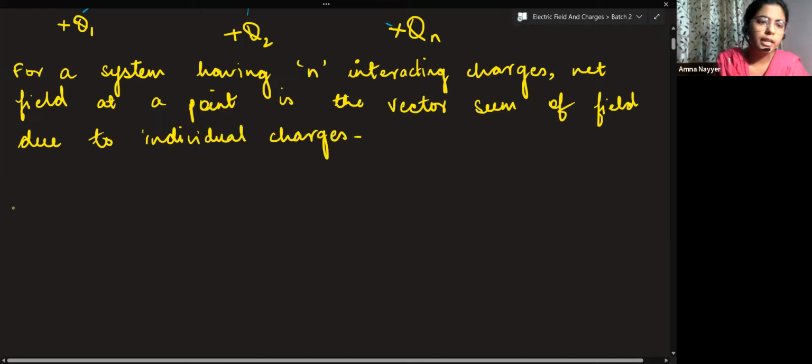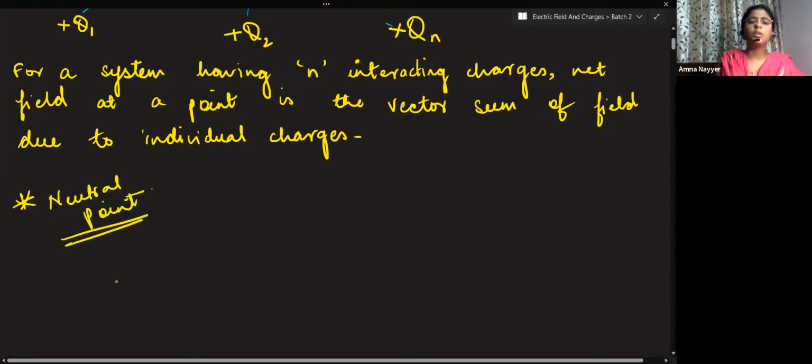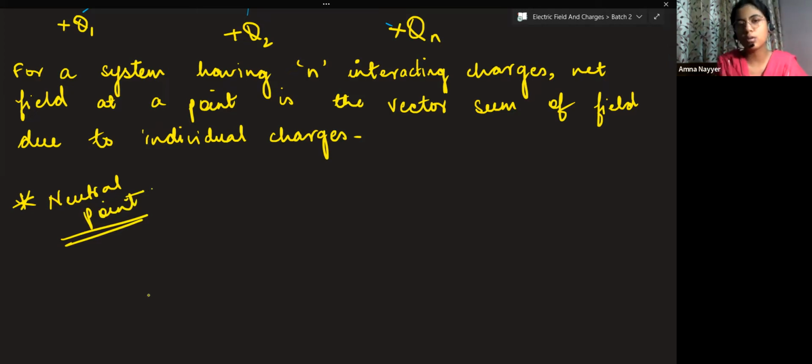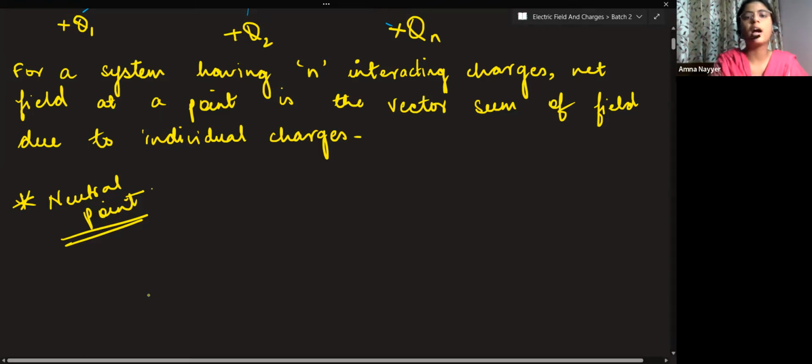One more thing in this also, you have to remember the neutral point concept. For all those who don't know what a neutral point is, I think I have discussed it. See, the point at which net force is zero or net electric field is zero is called a neutral point. Many a time you are given a system where you have to choose a neutral point. So a neutral point is basically a point regarding the electric field. We will say the electric field is zero.